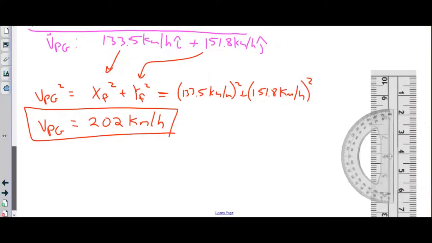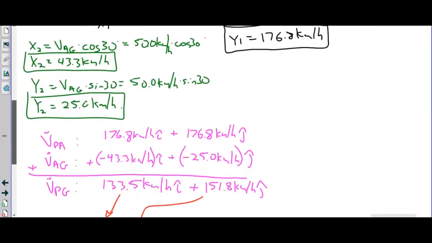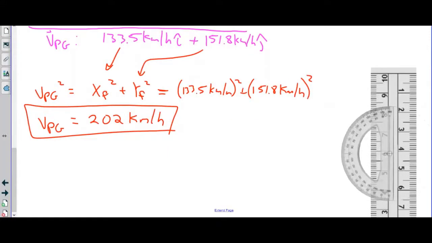Now, the last thing I'm going to do, I usually like to measure my angles from my x-axis. So I can take that same 133.5 kilometers per hour along my x. That'll be my adjacent side, and this will be my opposite side. So I'm going to still use these two numbers. I'm going to use 133.5 as my adjacent side and 151.8 as my opposite side. And that diagram is starting to look quite messy.